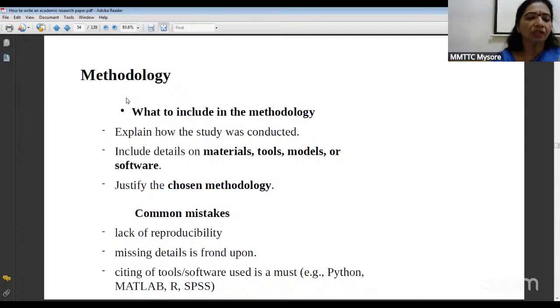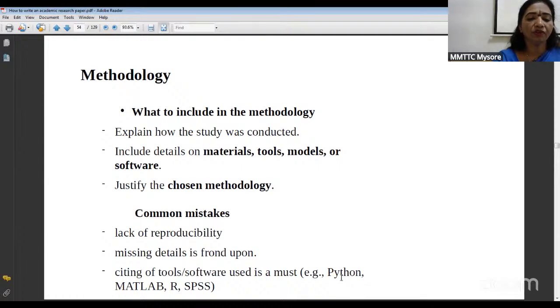Okay. So what are the common mistakes people make? They will have a lack of reproducibility. Don't think that after we publish, some other person is not going to repeat the experiment. If that person cannot repeat the experiment or reproduce the results, your paper will be withdrawn. And missing details is frowned upon. So if you miss details, your paper is going to come back to you. And citing the tools and software used is a must.